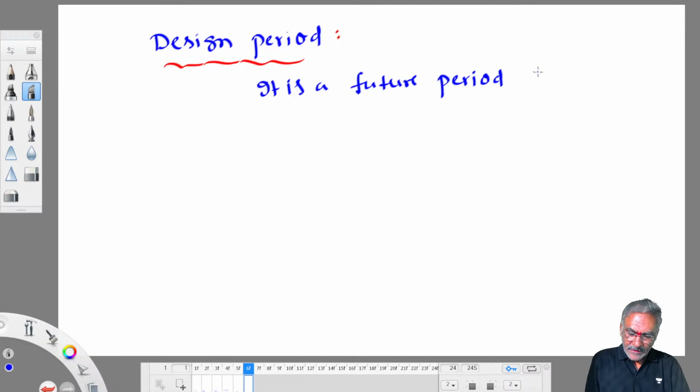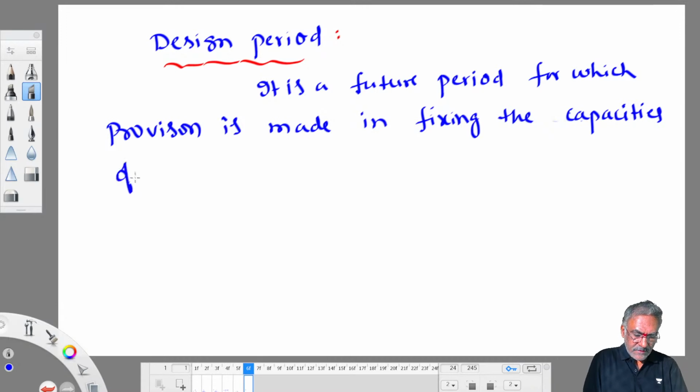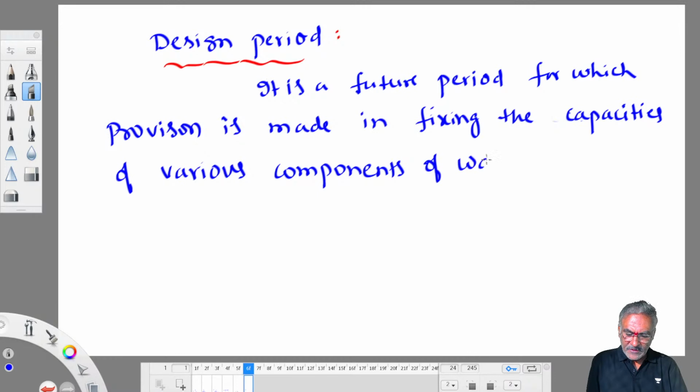It is a future period for which provision is made in fixing the capacities of various components of water supply scheme.